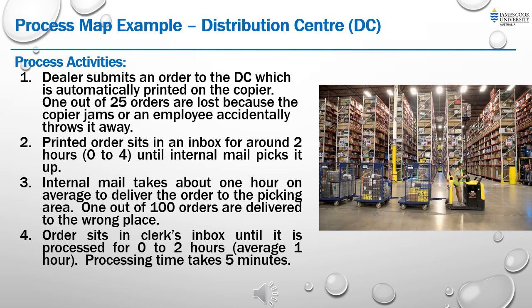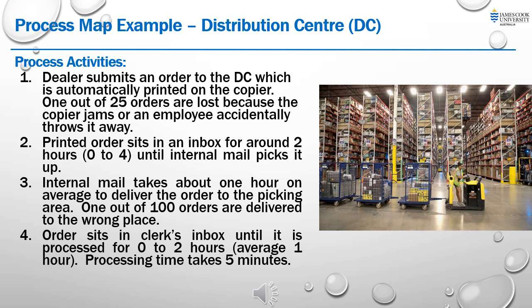A printer order sits in an inbox for around 2 hours, between 0 and 4, until internal mail picks it up. Internal mail takes about 1 hour on average to deliver the order to the picking area. 1 out of 100 get delivered to the wrong place. The order sits in the clerk's inbox until it is processed, around 2 hours, from 0 to 2 hours, average 1 hour.